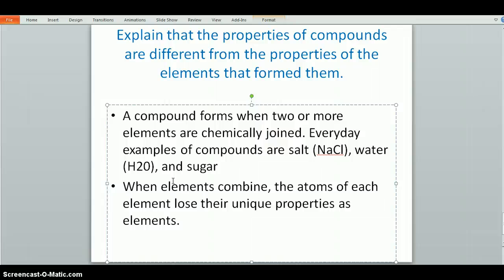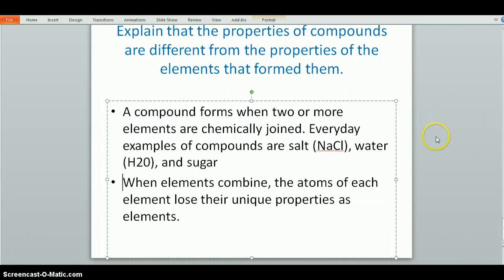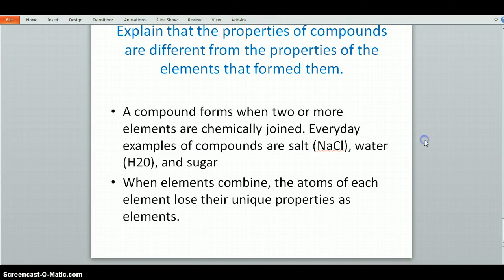So when they combine, the atom of each element loses its unique property. If it was a metal and it was metallic and a good conductor of electricity, it would lose those properties once it was formed into the compound, because the compound is pure, it's unique, and it creates its own properties when combined. So those are the main things you're going to need to know for the Unit 5 test.